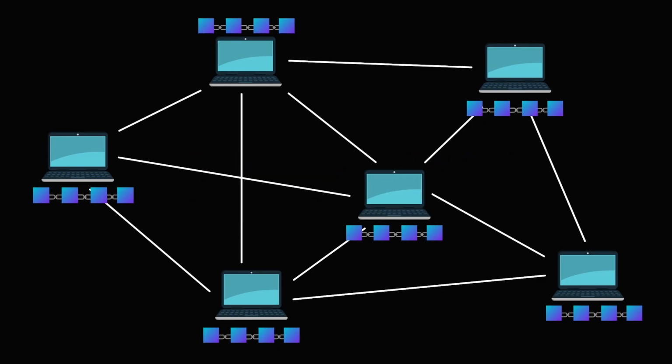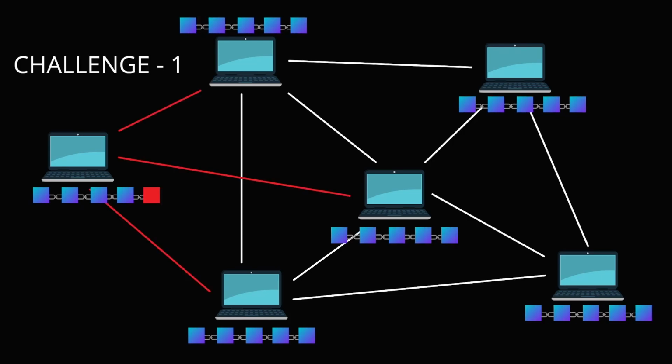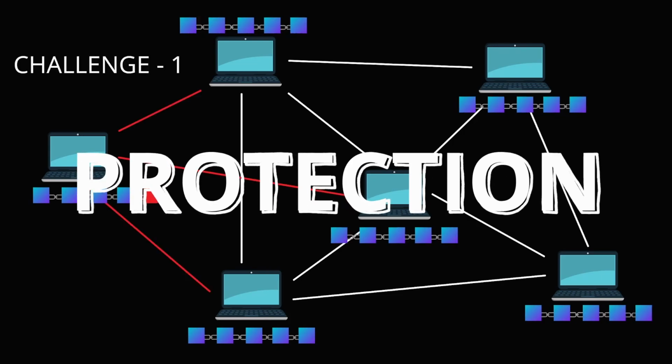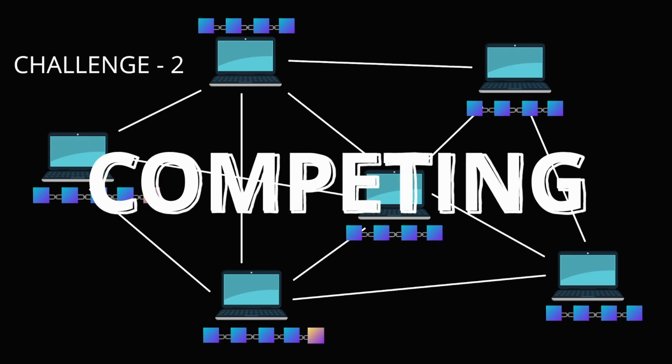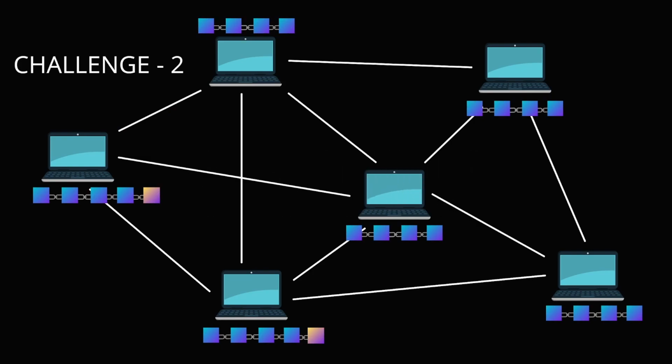And we have two challenges here. Number one is protection from attackers. What happens if an attacker tries to fool the blockchain by adding a block at the end of the blockchain? The second challenge is competing chains. What happens if two blocks are added to the blockchain and they clash without any malicious intent?